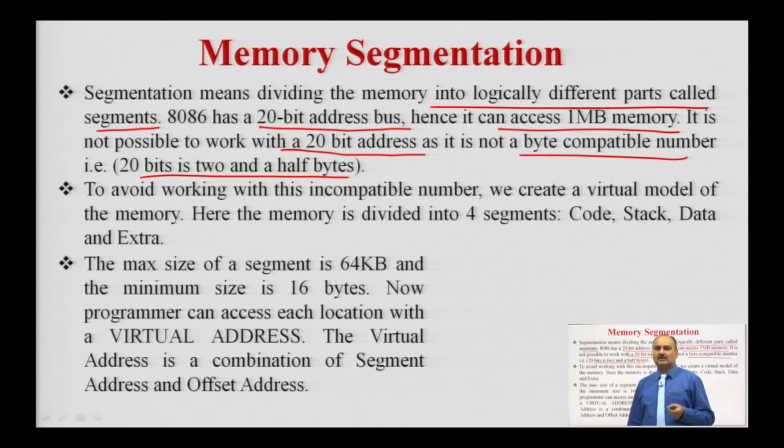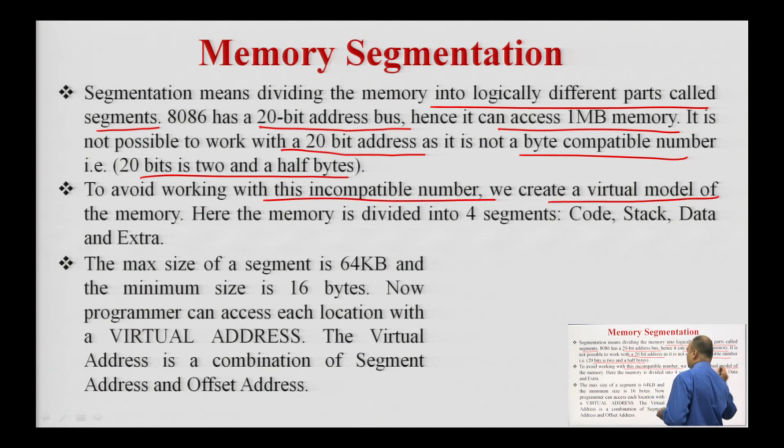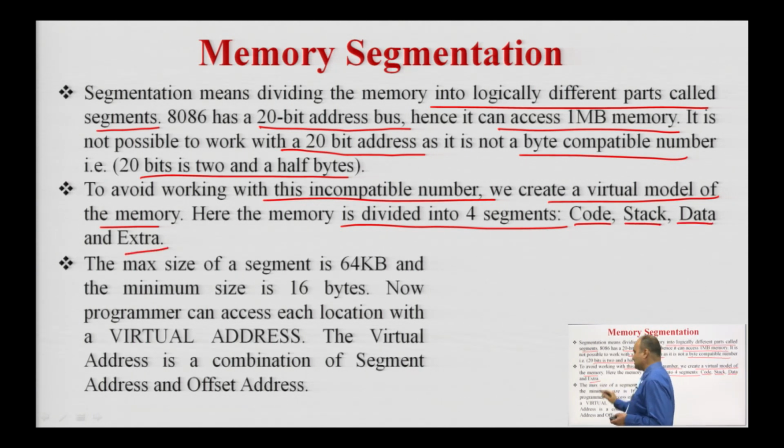In order to overcome this problem, to avoid working with this incompatible number, we create a virtual model of the memory. That is why we divide the total 1 megabyte memory into 4 segment areas, and these are the code segment, stack segment, data segment and the extra segment. This is the reason why we divide the 1 megabyte memory into different segment areas. The maximum size of a segment is 64 kilobytes and the minimum size is 16 bytes.